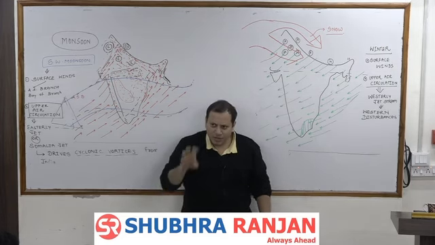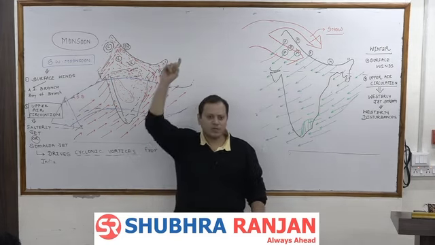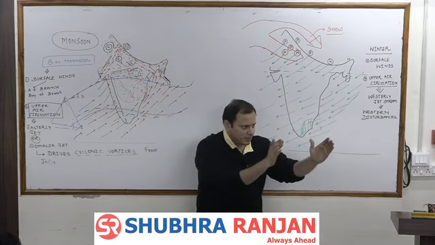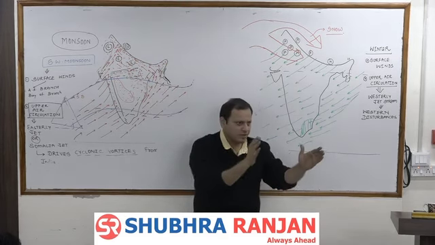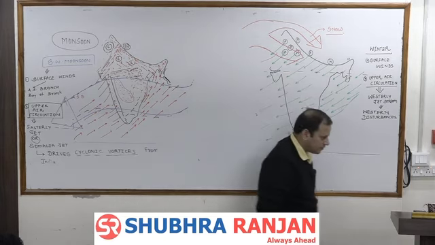Because monsoon is what? Low pressure center. And low pressure center is controlled by heating. And who controls the heating? Sun. So when the sun is going downwards, low pressure center starts shifting into high pressure centers. Fine? Next.